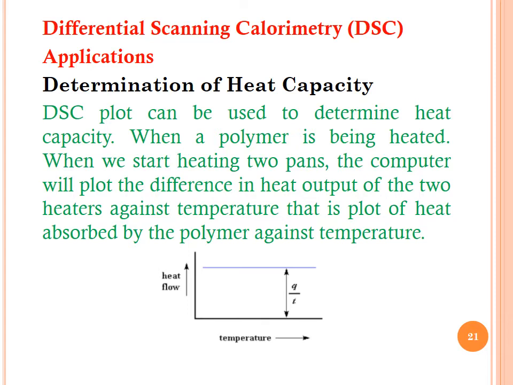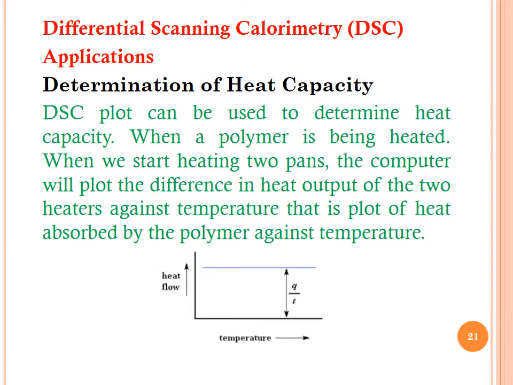Now, by various examples, we will discuss the application of DSC. For example, the determination of heat capacity of a polymer. A DSC plot can be used to determine the heat capacity. What is the heat capacity? Heat capacity is the amount of heat to be supplied to a given mass of material to produce a unit change in temperature. Unit change means delta change, delta T.